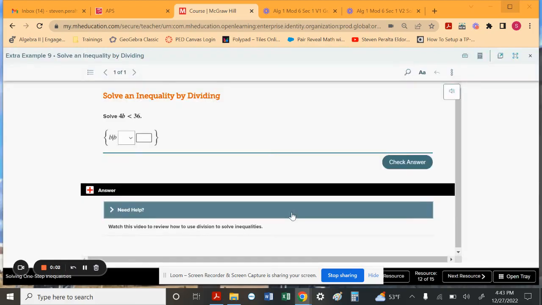Okay, and finally, last but not least, we're going to multiply or divide. So we've got a couple of examples that I'm going to go through so that we can show you how those work. First one we're going to do is this one where we're going to get that b all alone. So we're going to have to divide both sides by 4.